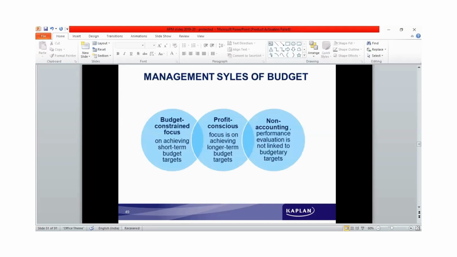Then we see what are the management styles of budget. For the management styles of budget, three things are there. First, they are more focused on fulfilling the budget, achieving the targets which are set by the budget. So the actuals are always on. We see that they work on par with what is planned for the organization. So, budget constraint focus.